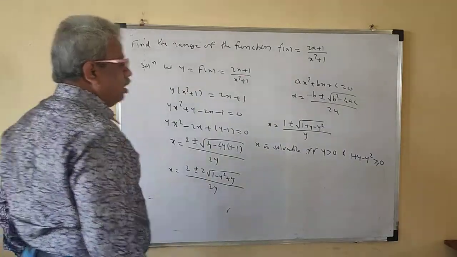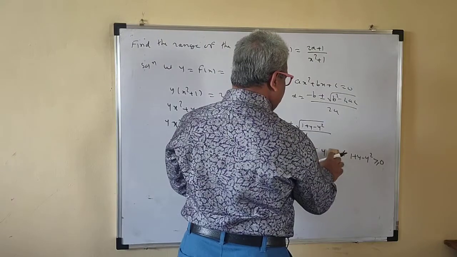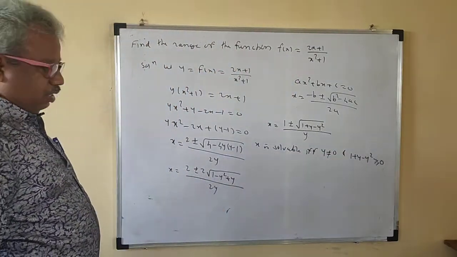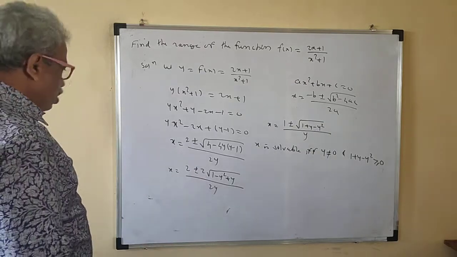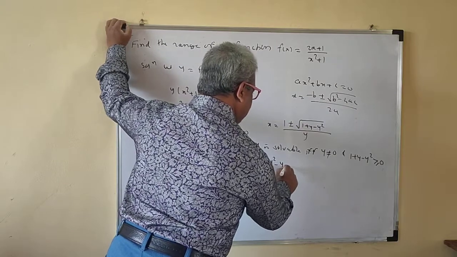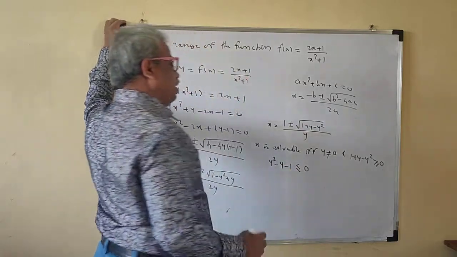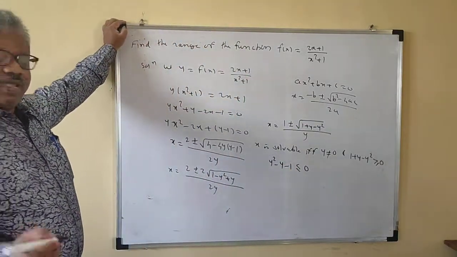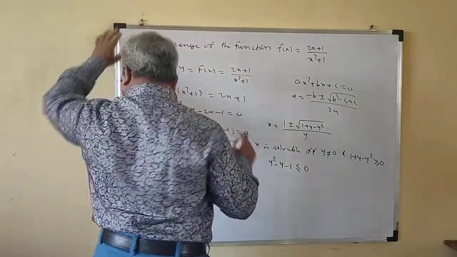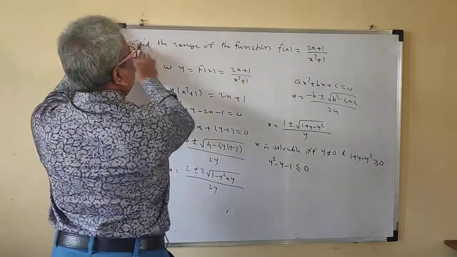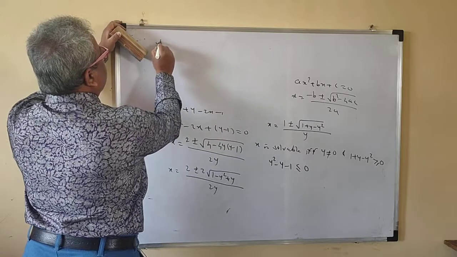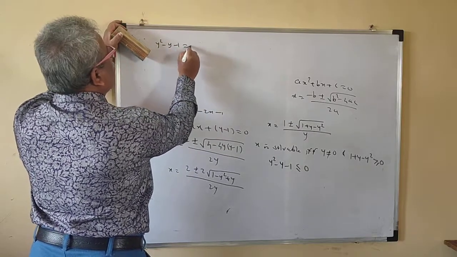Y not equal to 0, whether y is positive or negative, is not affected. Now for 1 plus y minus y square greater than or equal to 0, we make the y square positive. So y square minus y minus 1 is less than or equal to 0. We will solve this now. Consider y square minus y minus 1 is equal to 0.